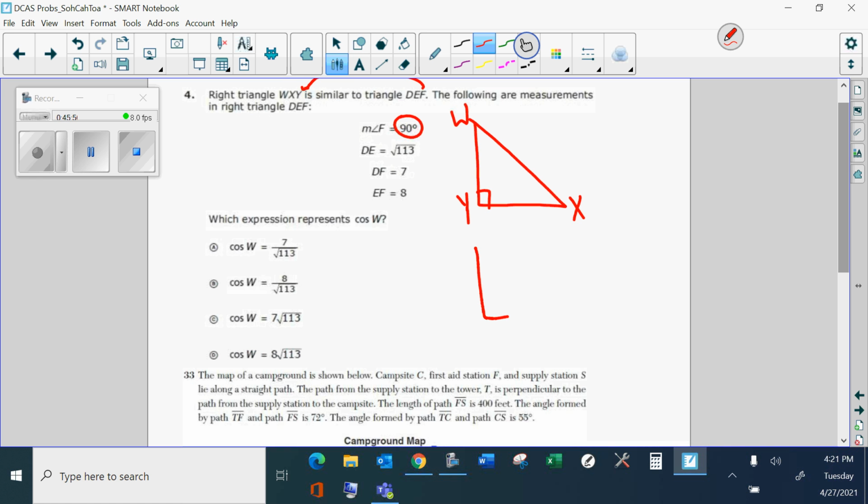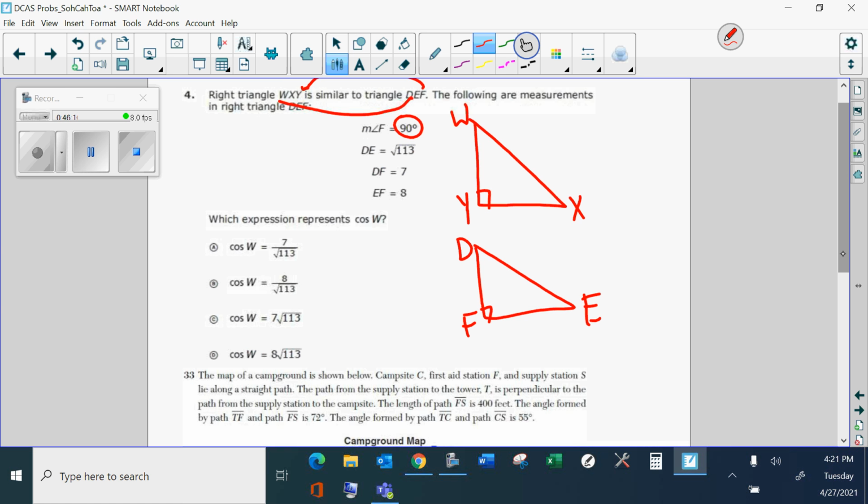And then we have another one, DEF. D matches up with W, so D has to be here. D matches up with W. F matches up with Y. E matches up with X.